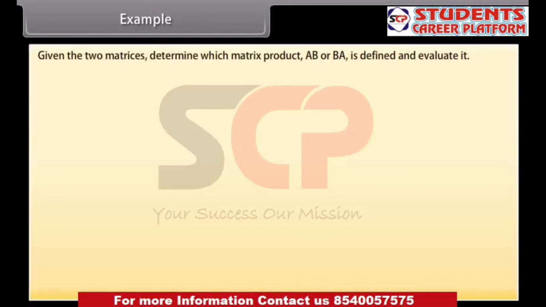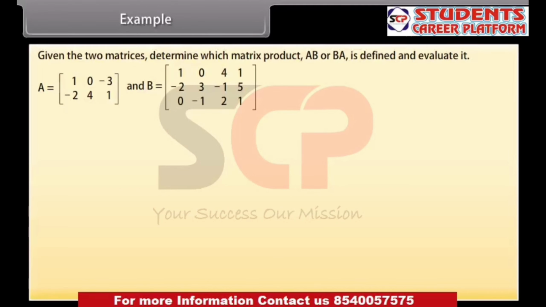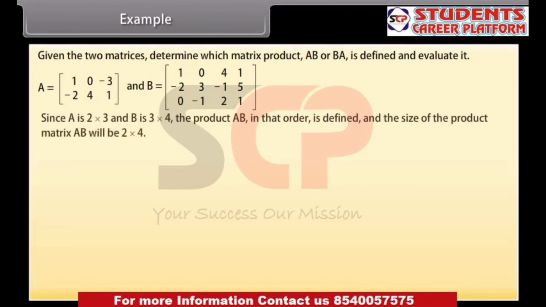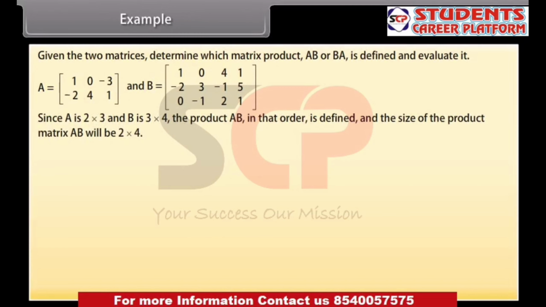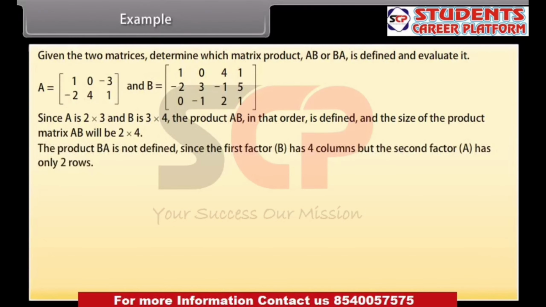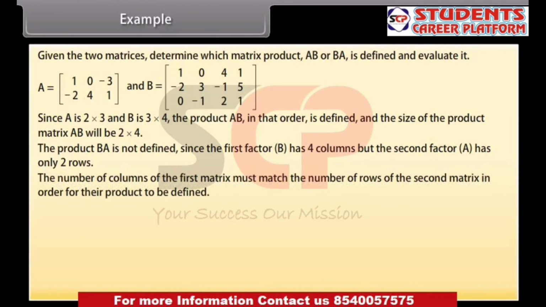Example. Given the two matrices, determine which matrix product AB or BA is defined and evaluate it. Since A is 2 by 3 and B is 3 by 4, the product AB in that order is defined and the size of the product matrix AB will be 2 by 4. The product BA is not defined since the first factor B has 4 columns but the second factor A has only 2 rows. The number of columns of the first matrix must match the number of rows of the second matrix in order for their product to be defined.